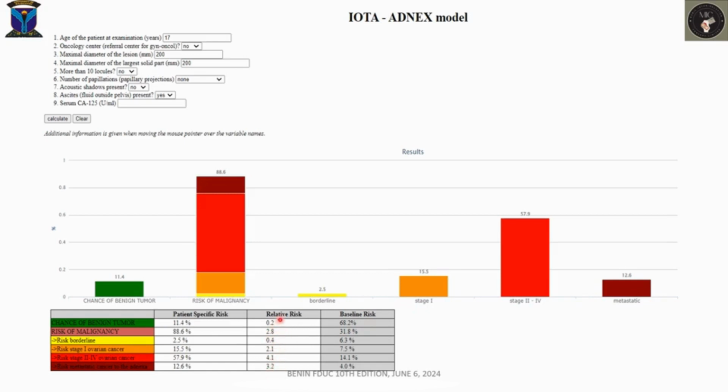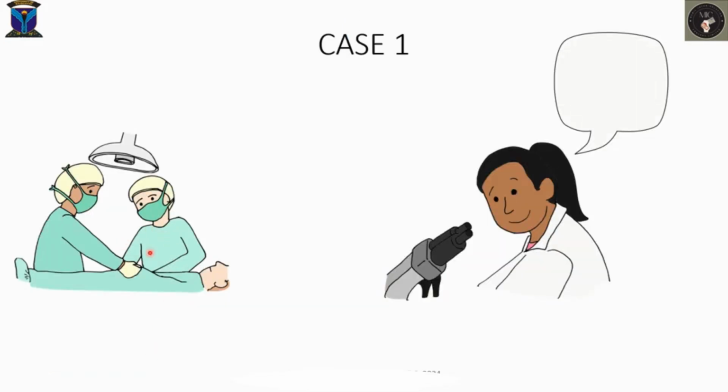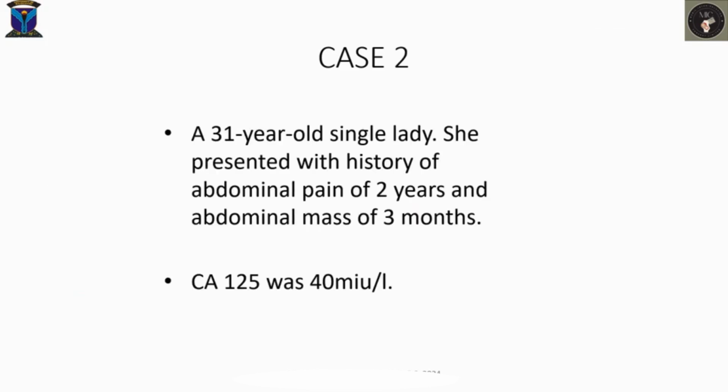So what is important here is to look at the one that has the highest relative risk. So which one has the highest relative risk here? 4.1, that is stage 2 to 4. So ADNEX has classified this patient as having a malignant tumor, which is stage 2 to 4. So the patient had surgery, and the finding was a yolk sac tumor. Actually, it was stage 4 disease.